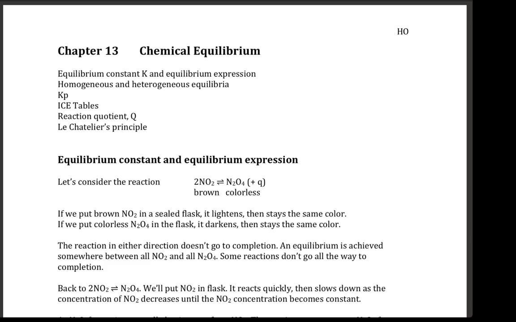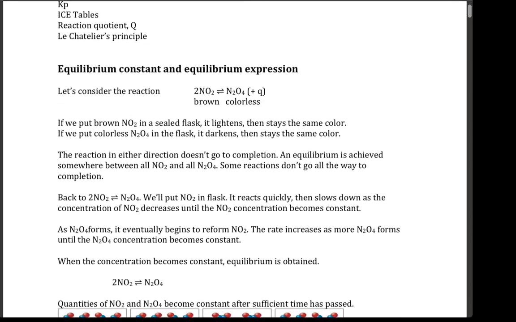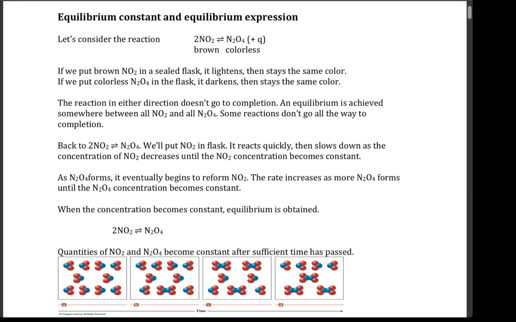Chapter 13, Chemical Equilibrium. Our outline is the equilibrium constant K and the equilibrium expression, homogeneous and heterogeneous equilibria, Kp, ICE tables, reaction quotient, and Le Chatelier's principle. The equilibrium constant and equilibrium expression.